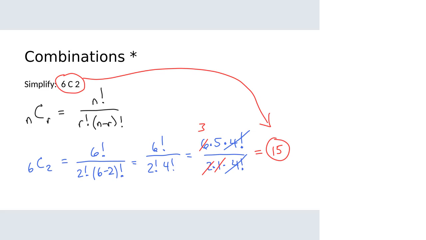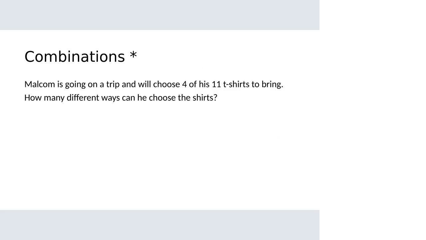Any questions on that before I have you do another one? All right. Malcolm is going on a trip and will choose 4 of his 11 t-shirts to bring. How many different ways can he choose the shirts?